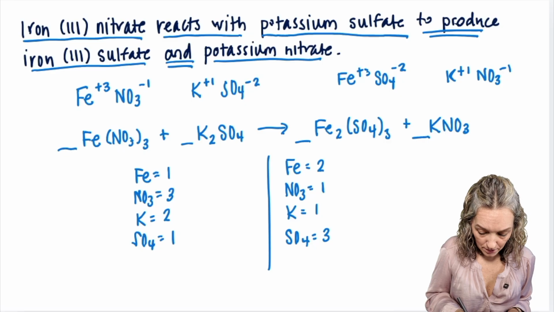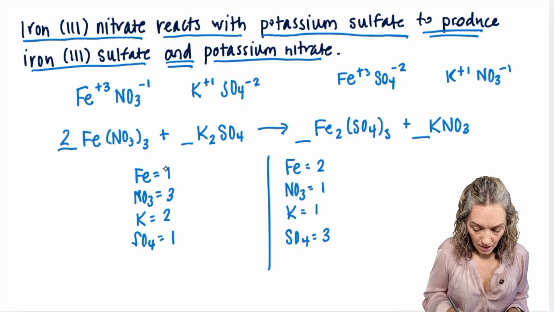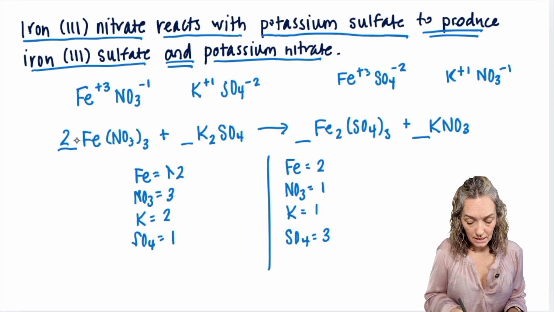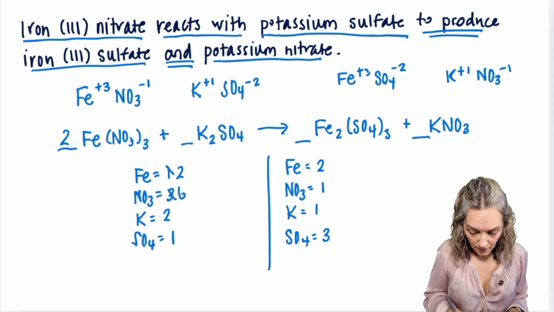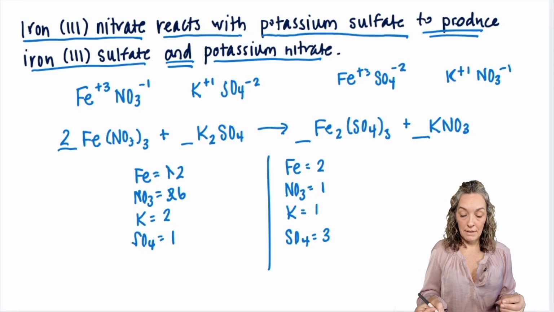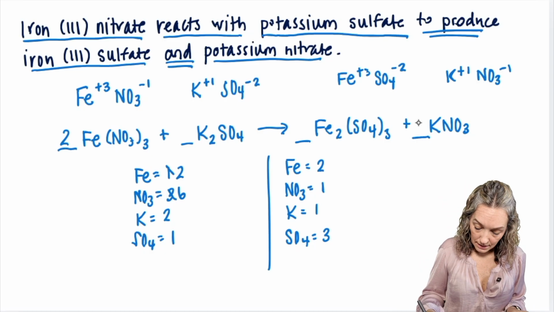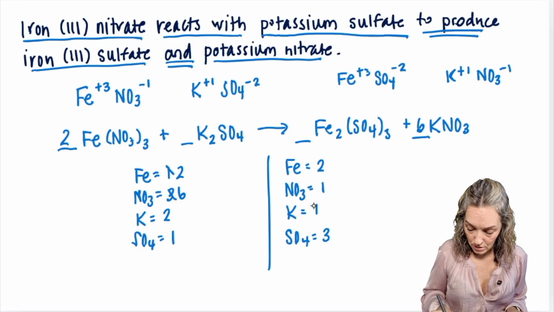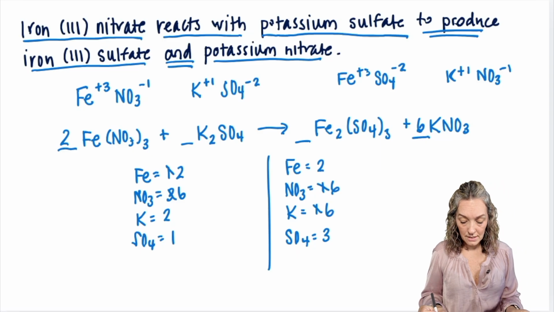It does not matter where you start, but we are going to start to fix the missing elements using coefficients. I'm going to put a 2 in front of my iron. That 2 distributes all the way through, so I'm going to change my list to reflect that. I have 2 Fe's, and I now have 6 NO3s. I fixed my Fe's, but my NO3s no longer match. I can fix my NO3s by putting a 6 in front. That's going to distribute all the way through, so I have 6 K's and 6 NO3s.